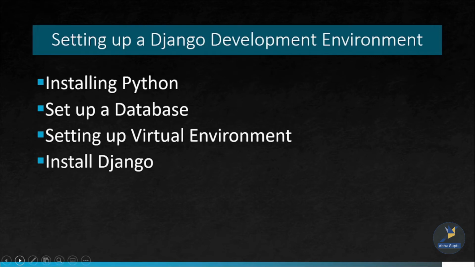Let's see how we can set up the Django development environment. First, you need to install Python. For Django, allowed Python versions are 3.6 to 3.8 or any other higher version. Use the newest available Python release. Then set up a database. Django supports PostgreSQL, MariaDB, MySQL, SQLite, and Oracle, and other SQL and non-SQL databases. So once Python is installed, you have set up a database. We'll move ahead to setting up a virtual environment.